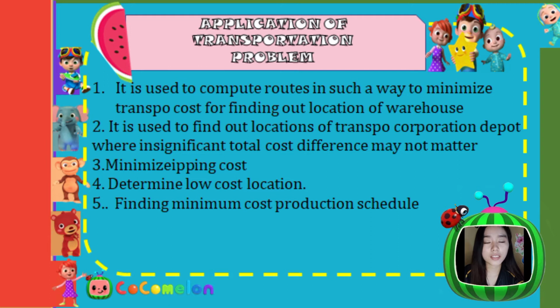It may be shipping cost from factories to warehouses or from warehouses to retail outlets. Fourth is to determine a low-cost location, maybe for a new factory, warehouse, office, or any other outlet facility. And fifth is finding the minimum cost production schedule. So here, we need to find the minimum cost production schedule that satisfies firm demand and production limitations.